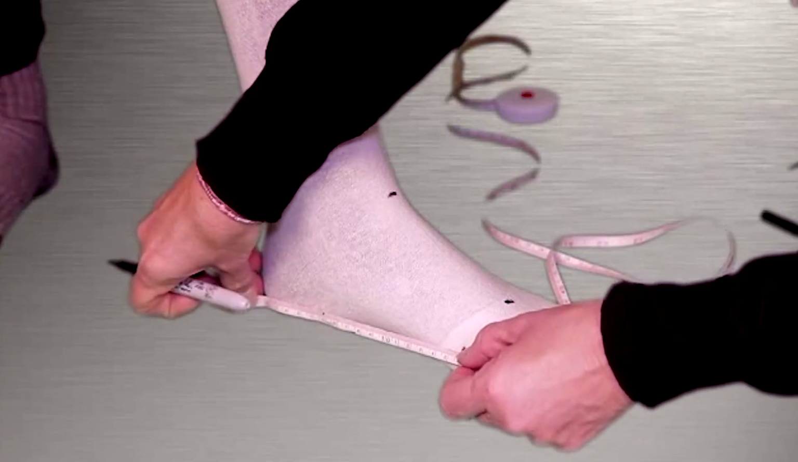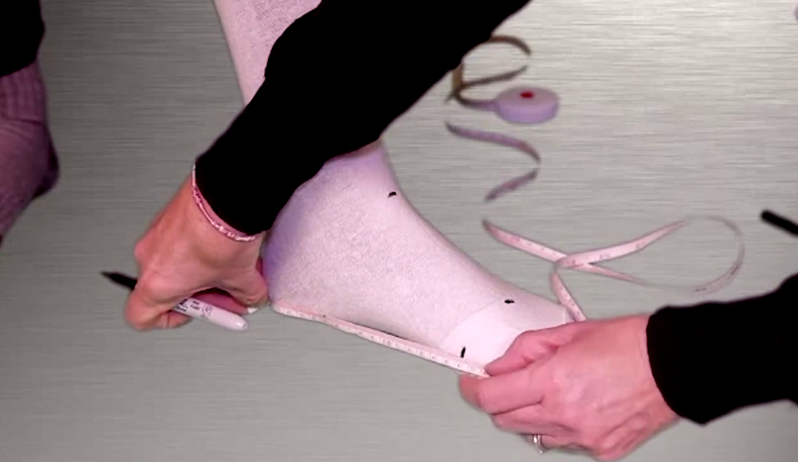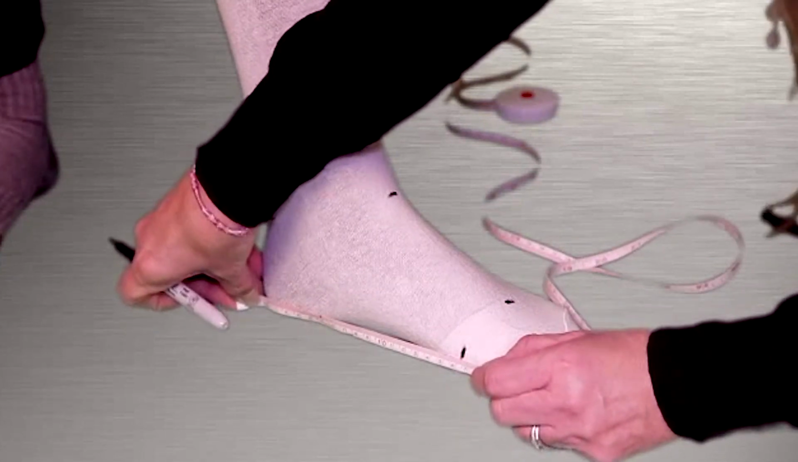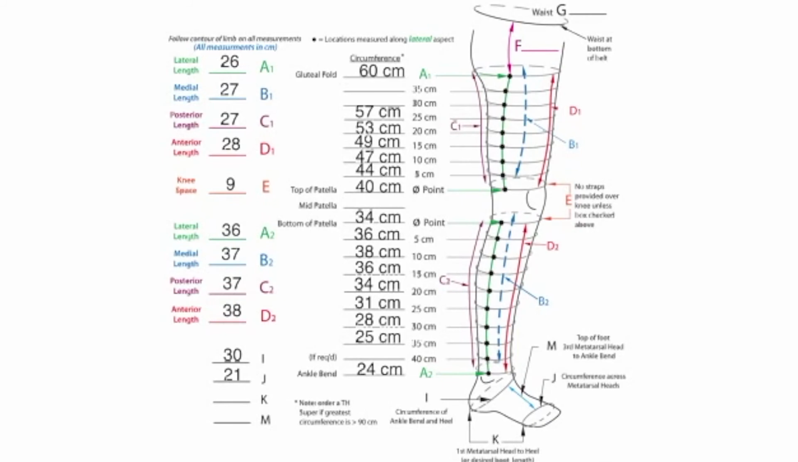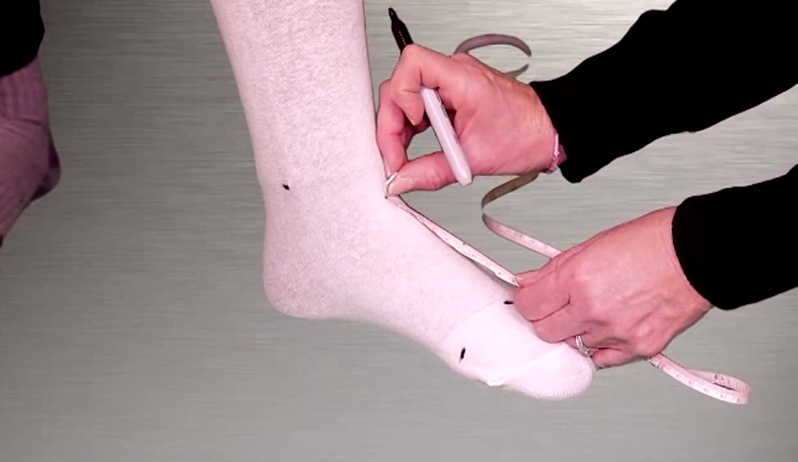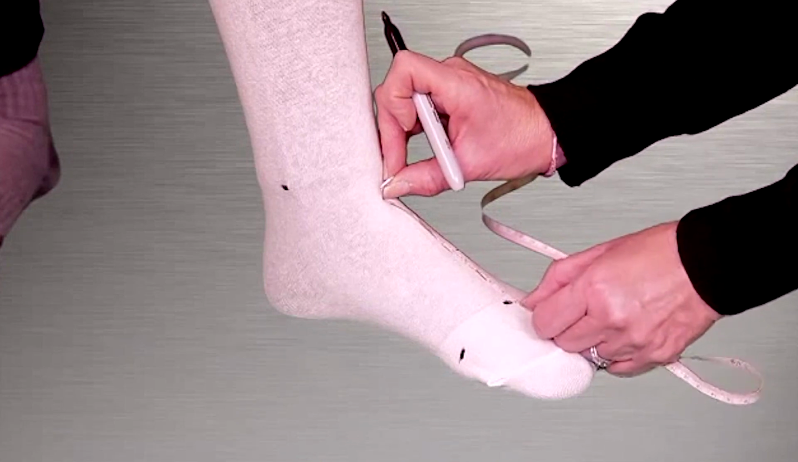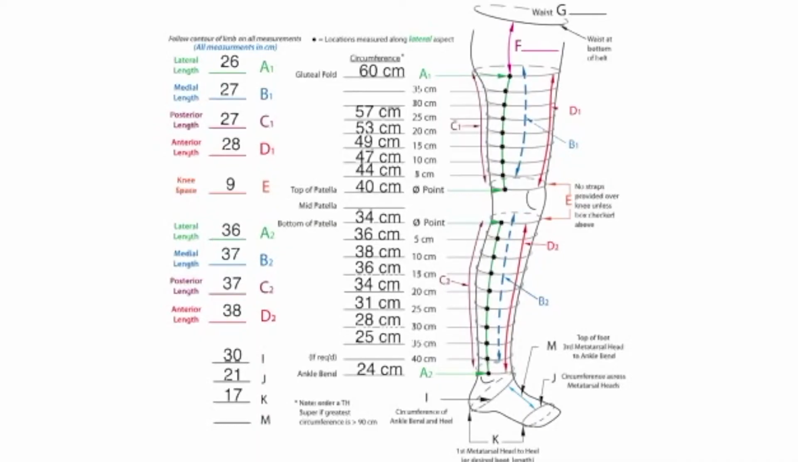Position the zero of the tape measure at the back of the heel. Measure the length to the first metatarsal head and record the value on line K. Finally, measure top of the foot from the third metatarsal head to the ankle bend and record this length on line M.